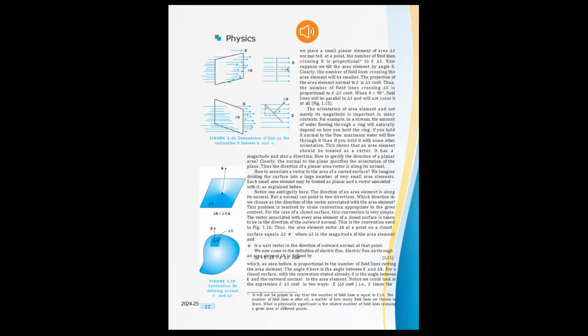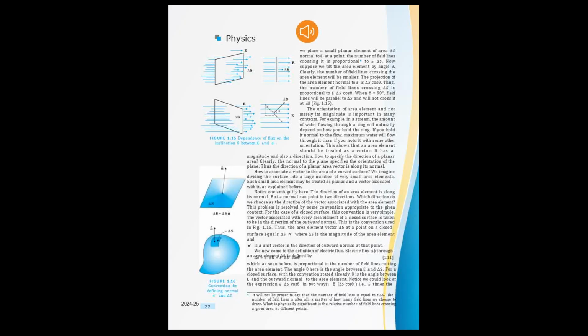Thus, the area element vector delta S at a point on a closed surface equals delta S n cap, where delta S is the magnitude of the area element and n cap is a unit vector in the direction of outward normal at that point.